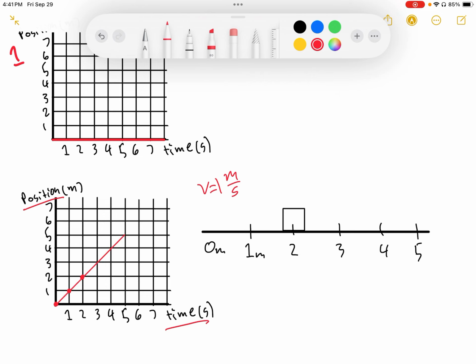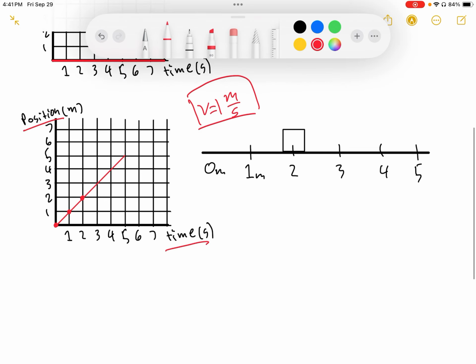Now, I looked ahead at the questions on the next page, and this is the big thing. One of these questions is what's special about the slope of this graph? Well, here we said our velocity was 1 meter per second, right? Every second that passes, it goes 1 meter. Well, here's what I want you to find. What's the slope of this line?